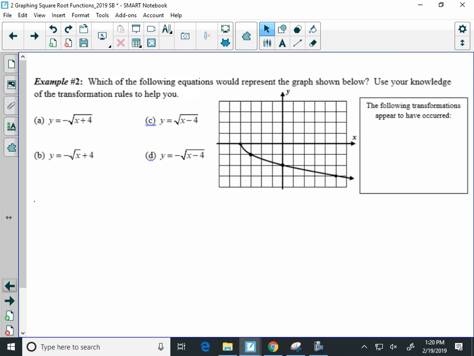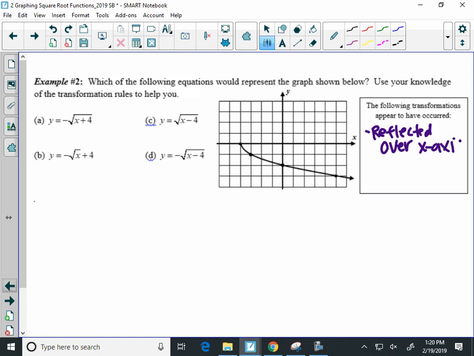So I look at this square root function here. What looks like happened to it? What transformation? It reflected over what axis? Yeah, so it reflected over the x-axis. What else happened to this graph? It looks like it went left. And it looks like it went left 4. So what happens to the equation when you reflect over the x-axis? It is a negative. In front or underneath?